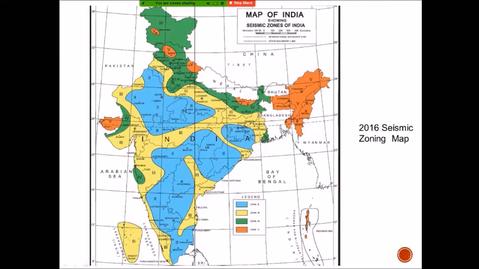This is the earthquake zonation map, which is given in IS 1893. You see there are four different colors on the country map. This blue color represents zone 2, yellow color represents zone 3, green color represents zone 4, and this red color represents zone 5.